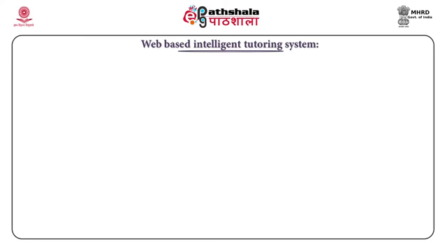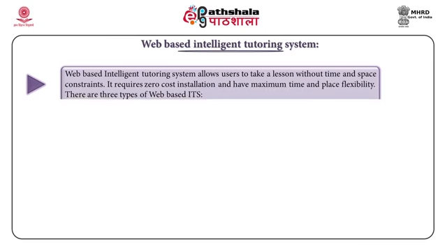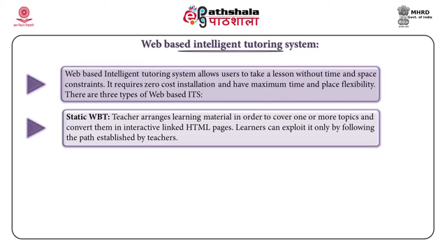Now we shall discuss web-based intelligent tutoring systems. A web-based intelligent tutoring system allows users to take a lesson without time and space constraints. It requires zero-cost installation and has maximum time and place flexibility. There are three types of web-based ITS. The first one is the static web-based tutoring system, that is, static WBT. The teacher arranges learning material to cover one or more topics and converts them into interactive linked HTML pages. The learner can exploit it only by following the path established by the teacher.